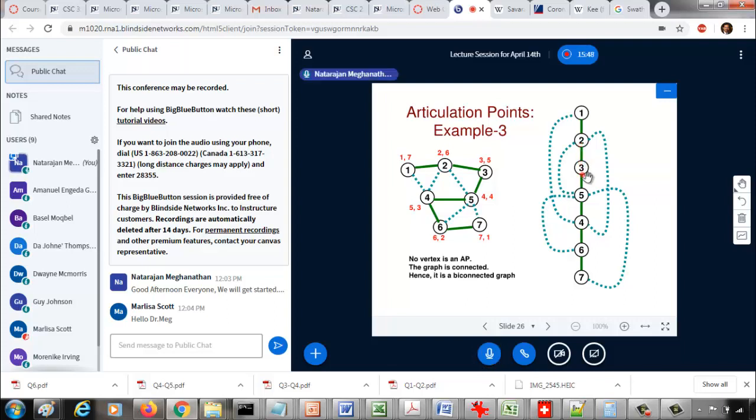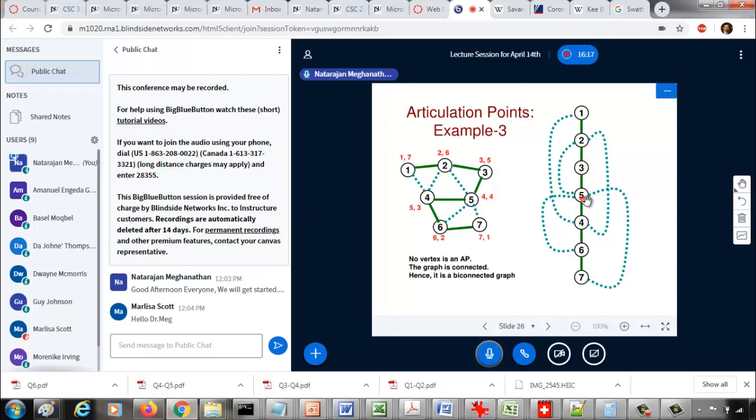Similarly, in the case of 3, you have a subtree starting from 5, then 4, 6, 7. Now from this subtree you have several back edges that go above 3. There's one that goes from 5 to 2, then the one that goes from 4 to 2, and then 4 to 1. So there's at least one back edge that goes above 3 from that only subtree. So 3 is also not an articulation point.